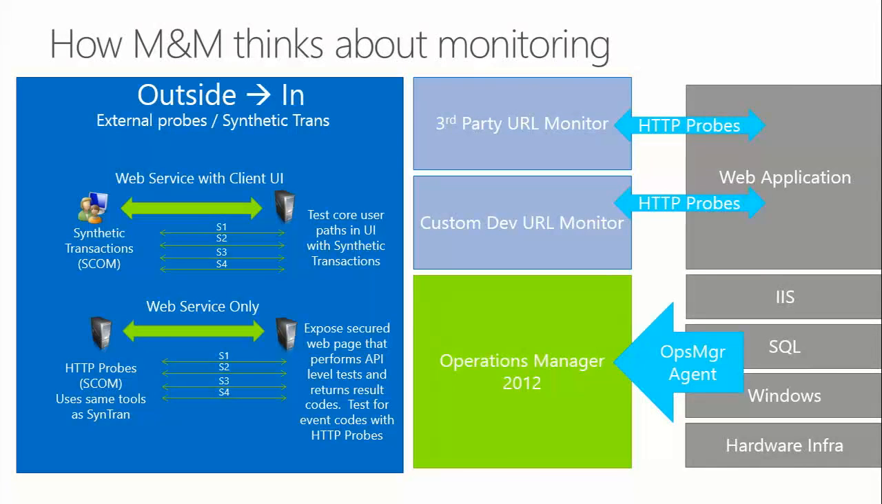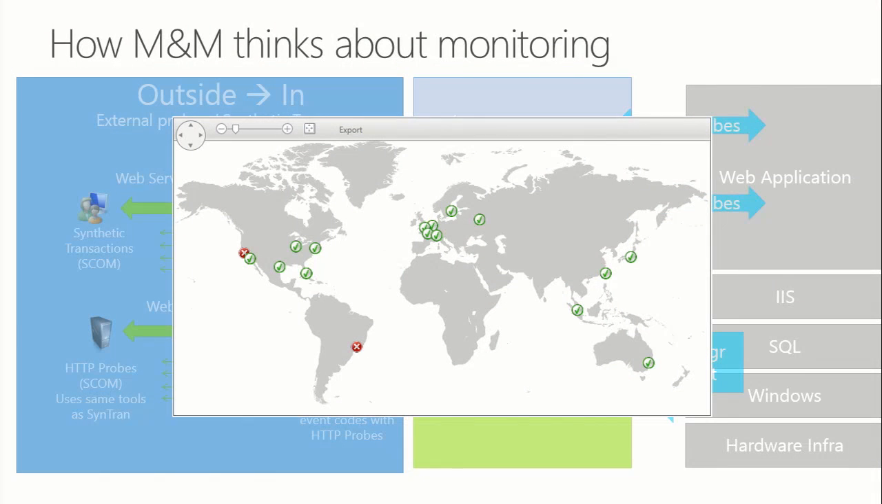One last thing on outside in. When we think about outside in, what we're really wanting to understand is not just what is the end user experience from one point in time and one location. We want to understand what that experience is like from many different points of presence so that we can understand whether or not users are experiencing issues in a region versus globally.